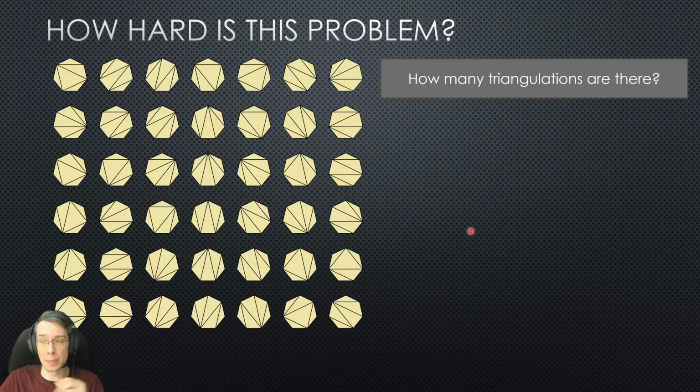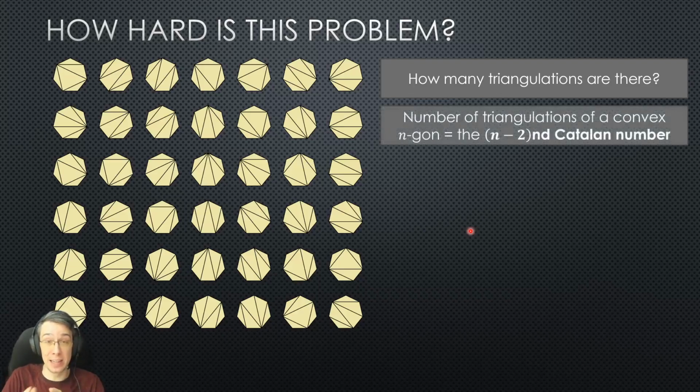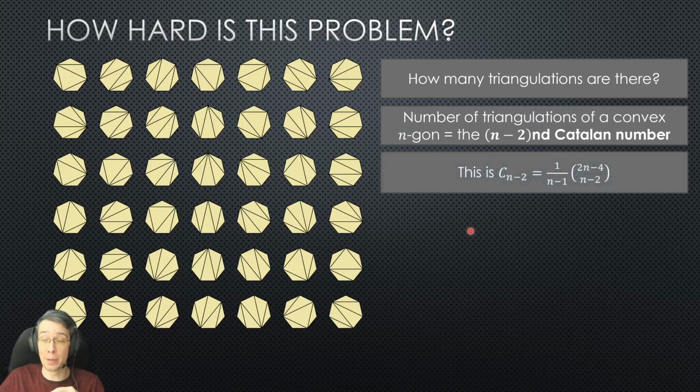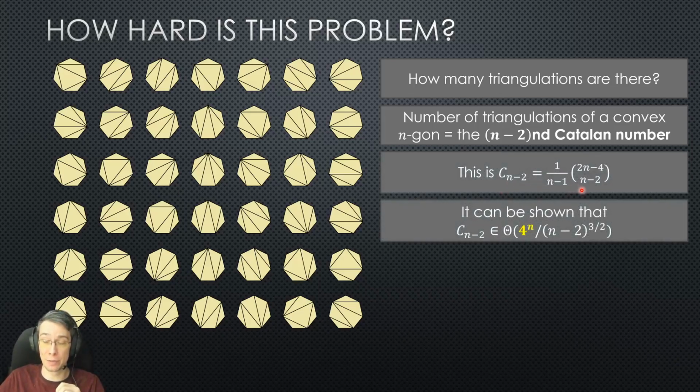So how hard is this problem? Could we just try all the triangulations or something like this? How many triangulations are there? Well, it turns out there are a lot. So the number of triangulations of a convex n-gon is the n minus second Catalan number. Here's what that looks like. And if you actually solve for a closed form, you can show that this is in theta of 4 to the n over n minus 2 to the 3 halves.